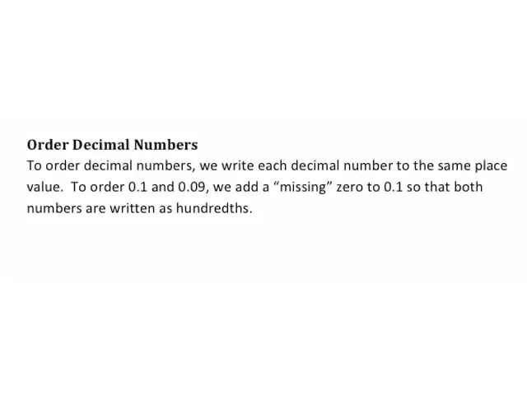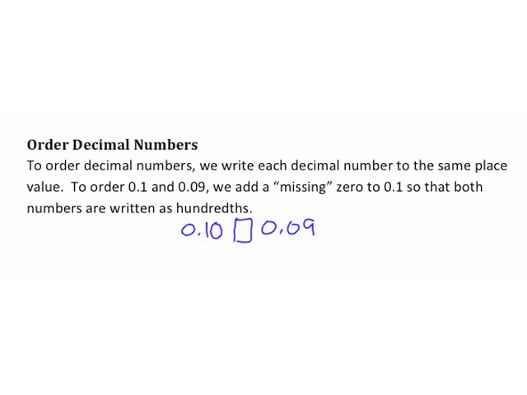Order decimal numbers. To order decimal numbers, we write each decimal number to the same place value. For example, to order 0.1 and 0.09, we add a missing 0 to 0.1 so that both numbers are written as hundredths. So let's take a look. I'm starting out with two numbers. I want to compare them. And right now they're not written to the same place value. I have 1/10 on the left and I have 9/100ths on the right. Well, let's go ahead and add a 0 over here to the tenths. And now both numbers are written to the hundredths place.